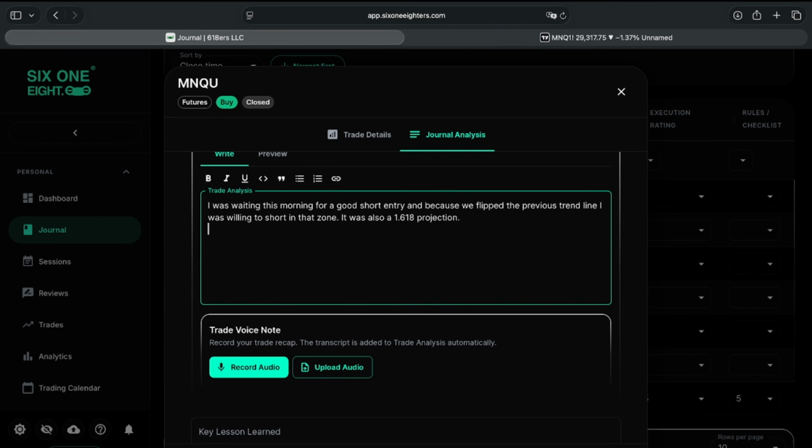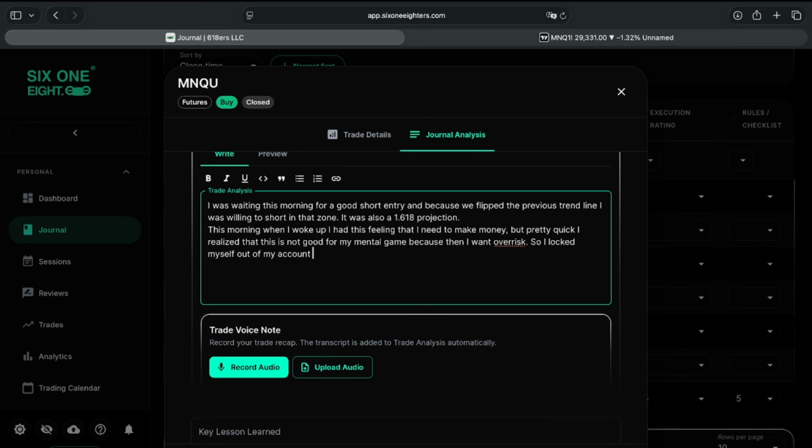Now, this morning when I woke up, I had this feeling that I need to make money, but pretty quickly I realized that this is not good for my mental game, because then I want to over risk. So I locked myself out of my account in the first couple of minutes during the Asia opening.